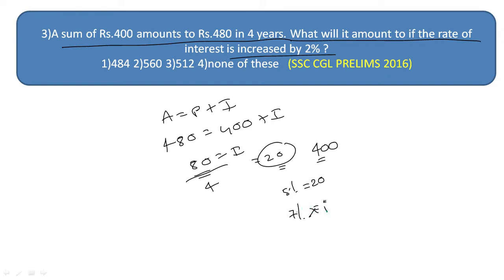7% after how many years? 4 years. So 7% into 4 is 28%. 28% on principal 400. 28 into 4, simply 112. If you don't know the 28 table, simply take 30%, which is 120, and 2% is 8. So I will subtract 8 from 120. So it is 112. It is the simple interest. Now what they have asked is the amount: 400 plus 112, 512. I will go to the third option.